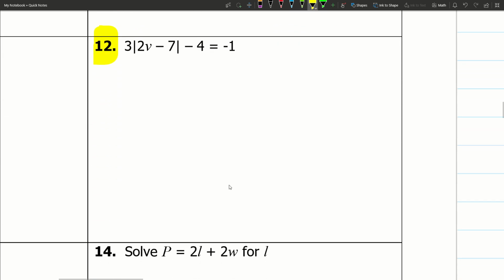Number 12, same idea, just a little bit more difficult. Remember, we want everything away from our absolute value. We have 2 things that we need to get rid of. The first one we want to move is this minus 4. If this says minus 4, then we should add 4 on both sides. So we have 3 absolute value of 2v minus 7 equals negative 1 plus 4 is 3, because that just becomes 4 minus 1.